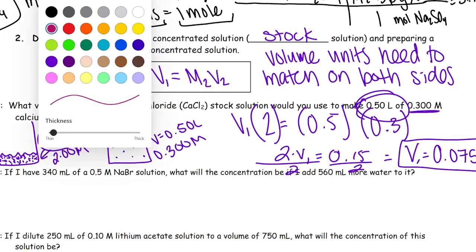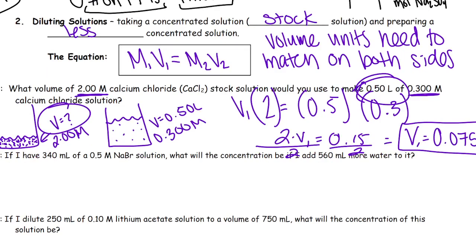All right, let's do the next example. So example 2 says, if I have 340 milliliters of a 0.5 molar sodium bromide solution, what would the concentration be if I added 560 milliliters more water to it?